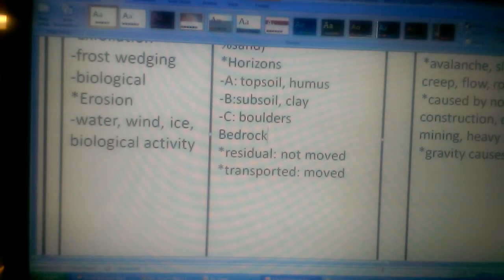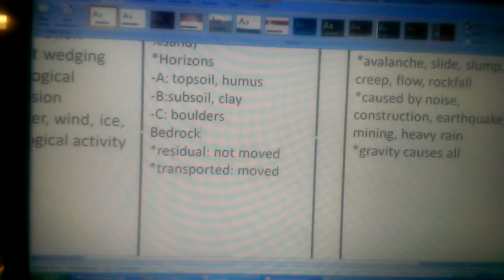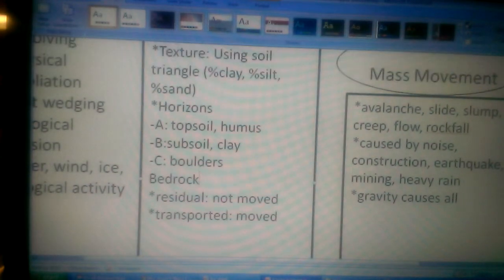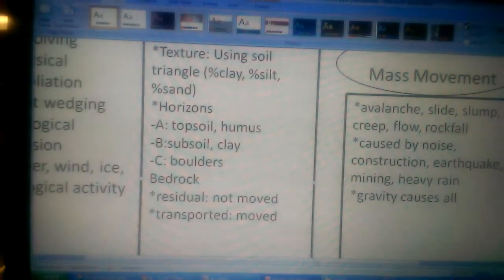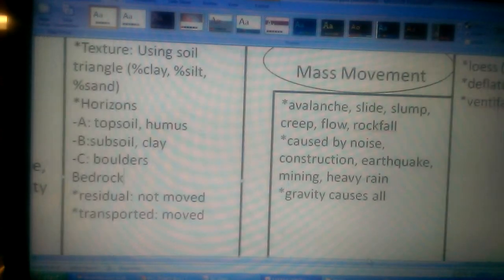So let's go ahead and move over to our next unit. And our next unit was mass movement. Now, with mass movement, there were types of mass movement. So that's the first part here. So let me scoot it over so it's nice and front and center here.